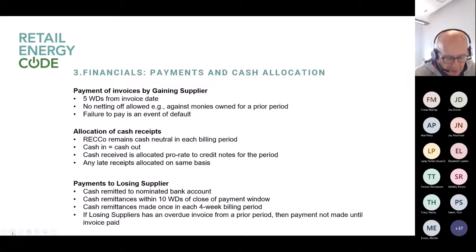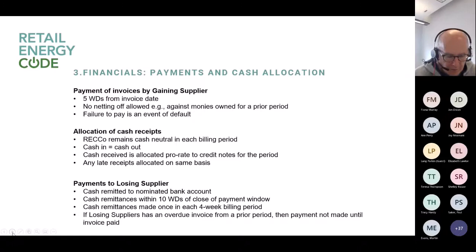One of the things that we've done, and that has been built into the scheme, is to remove the concept of netting off. So for example, if a losing supplier has an overdue invoice from a prior period, but then is entitled to a payment from the scheme for a subsequent period, they must pay that overdue invoice prior to any money being paid out. That allows periods to be matched evenly.